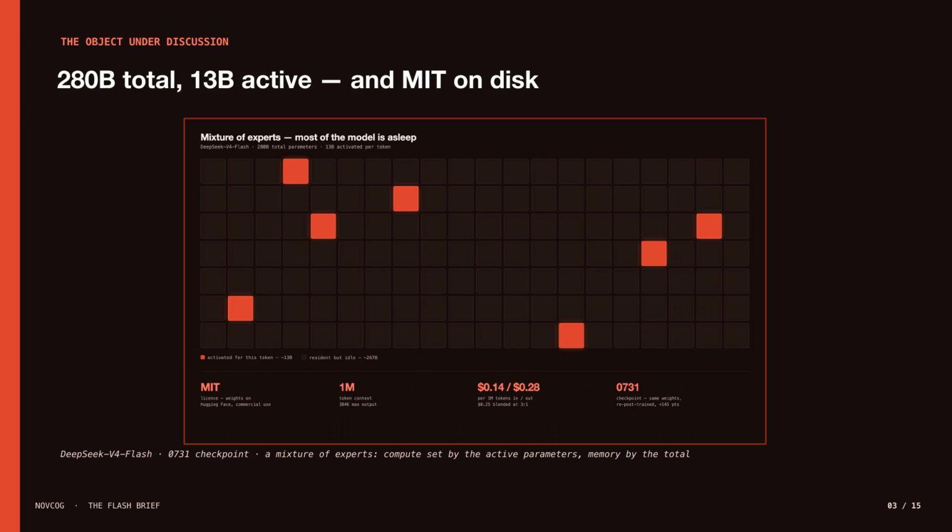Here's the thing we are actually talking about. 280 billion total parameters, of which roughly 13 billion are active for any given token. A mixture of experts. Most of the model is asleep at any moment, which is what all that dark grid is. Hold on to that asymmetry because it decides the cost question later. Compute is set by the active parameters, memory by the total, and then that first box on the bottom row, the license, MIT. That box is what this entire brief turns on.